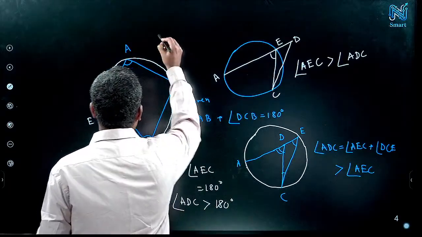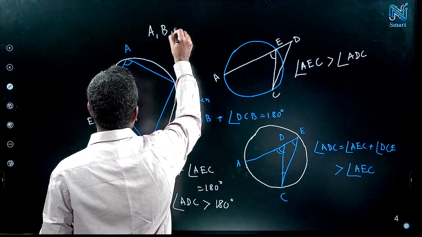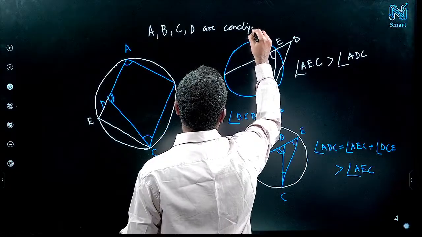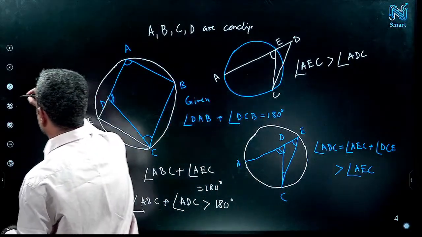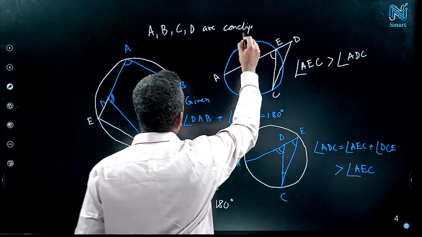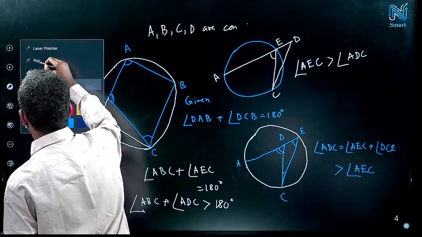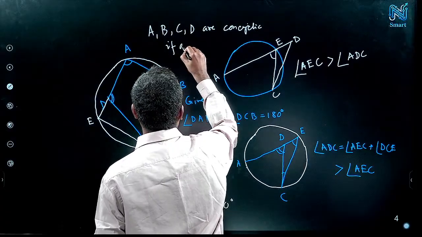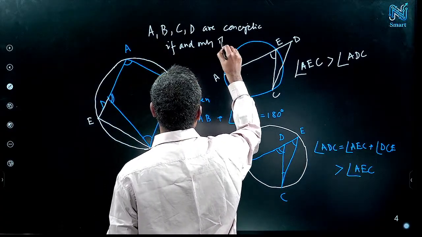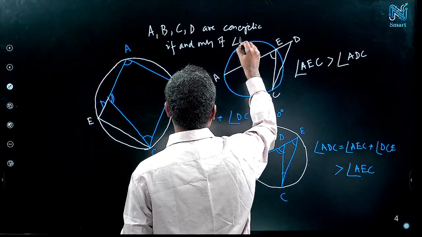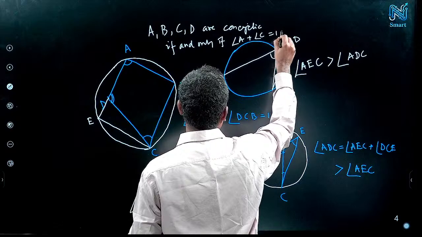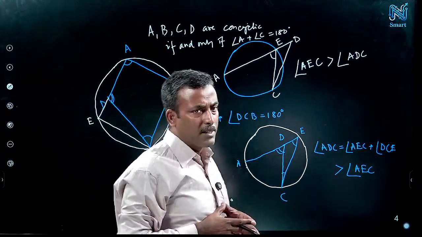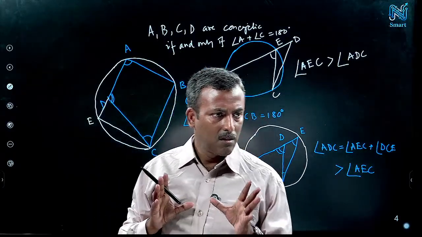So, what we prove is that A, B, C, D are concyclic if and only if angle A plus angle C is 180 degrees, right? Both sides imply. Now, this part, angle A plus angle C is 180 degrees, we write this result or this statement in a different way.